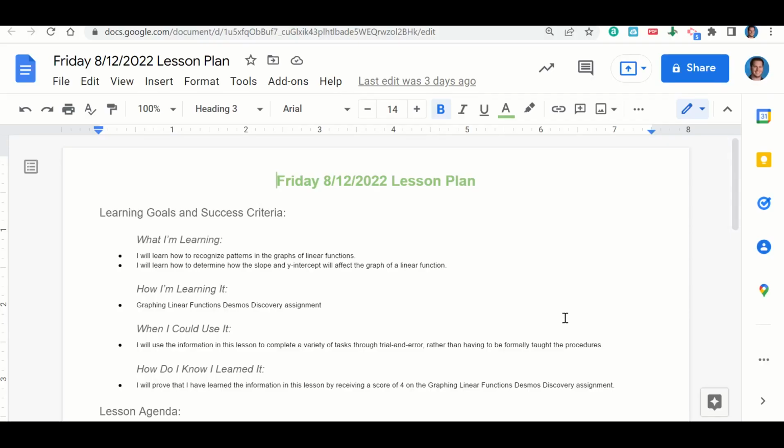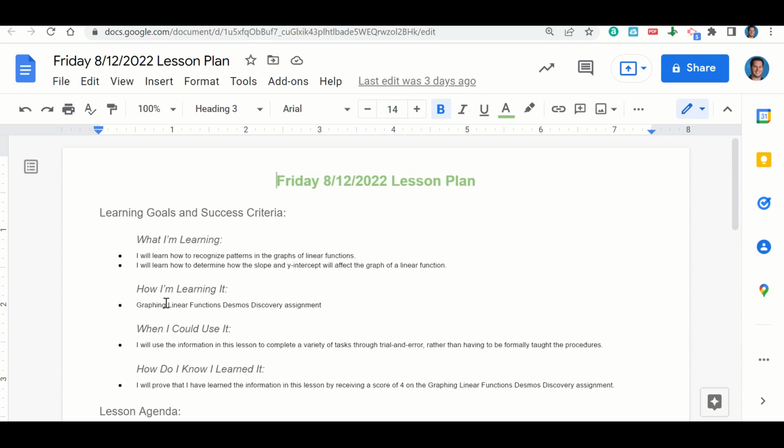Welcome everyone. Let's begin our lesson for today by going over the learning goals and success criteria. First, what are we learning? We're learning how to recognize patterns in the graphs of linear functions, and we're learning how to determine how the slope and y-intercept will affect the graph of a linear function.